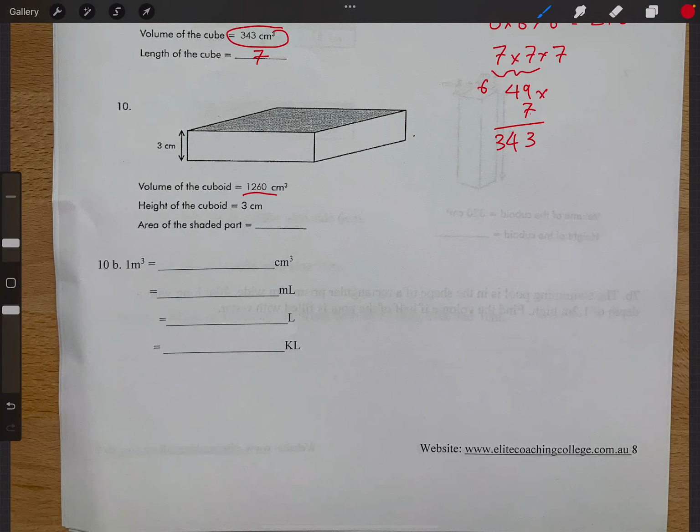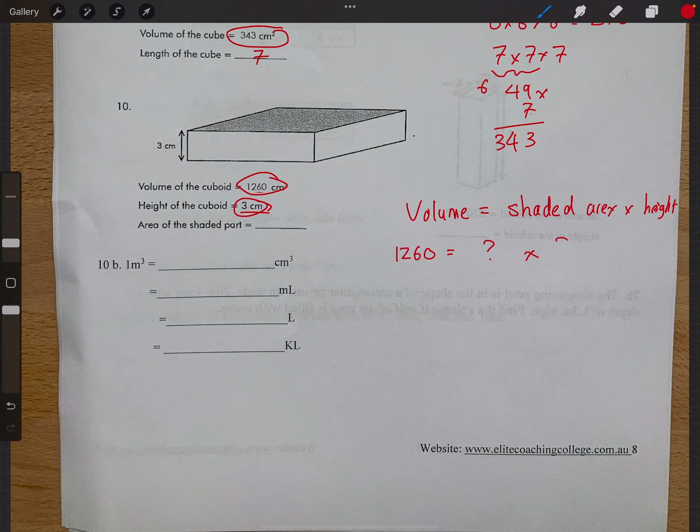Question 10. Volume of the rectangular prism is this much. Height of the prism is this much. Find the shaded area. So again, we know the volume is equal to the shaded area times the height, just like the previous question. Now the volume is given to us as 1260, so that means that 1260 is equal to the shaded area, which we don't know, times the height, which is given to us as 3.